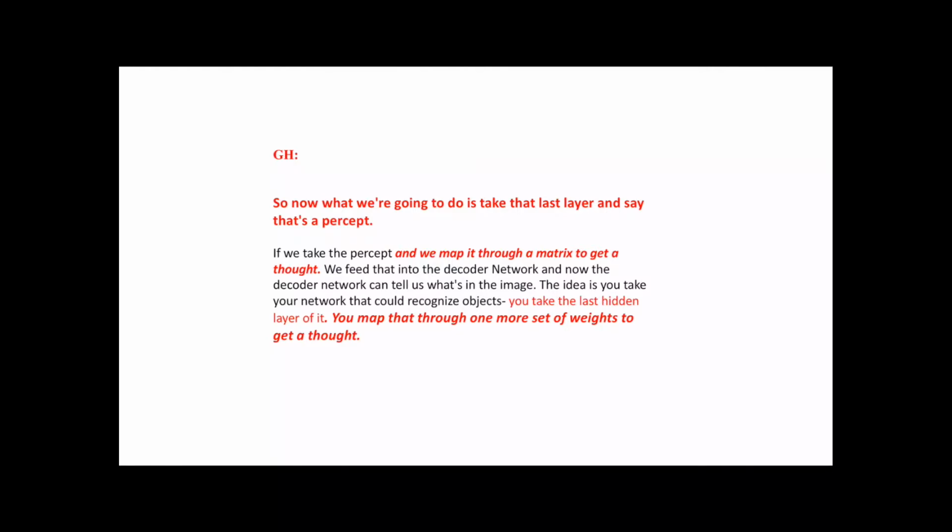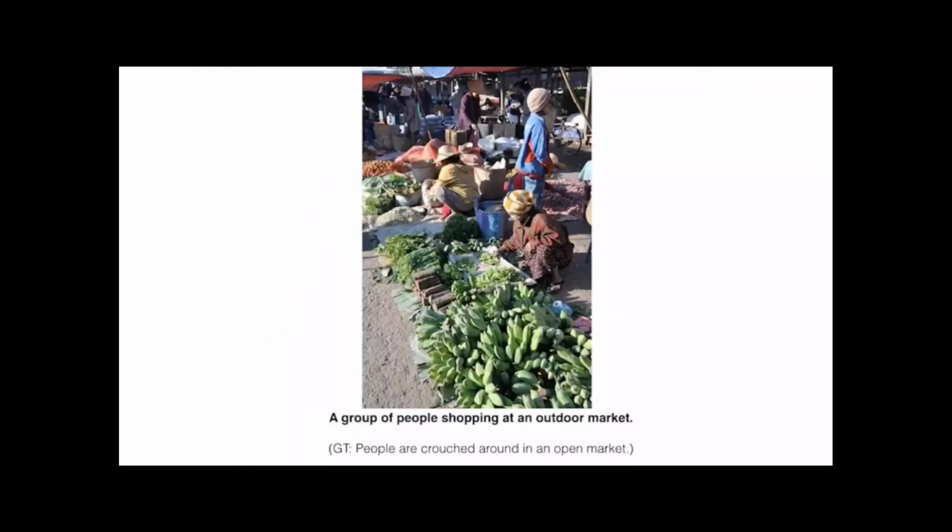Geoffrey Hinton says, so now what we're going to do is we take the last layer and say that's the percept. And we can take the percept, we map it through a matrix to get a thought. We feed that into the decoder network, and now the decoder network can tell us what is in the image. The idea is you take your network that could recognize objects. You take the last hidden layer of that, the percept, and you map that through one more set of weights to get a thought which can be expressed in language.